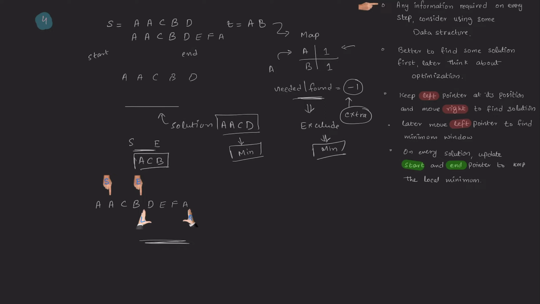Left pointer is forward. So we will come up with the final solution: A, C, B will be the best minimum substring from S which satisfies the condition. It has all characters of A and B. So that will be the approach. That's how we will apply this sliding window. And let's go for the coding template.